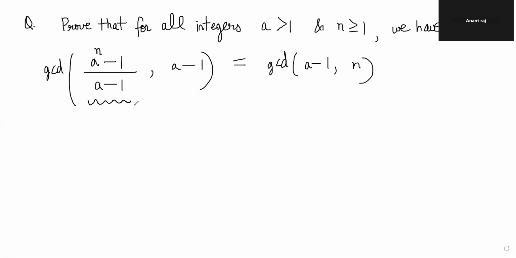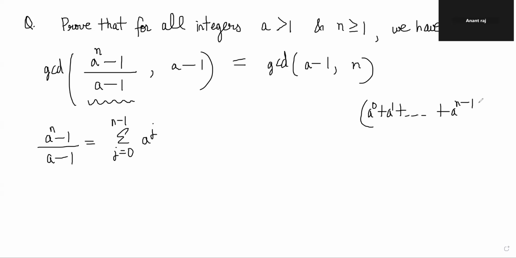Basically, this is something that we can factorize, right? You should know that this can be written as summation j goes from 0 to n minus 1 of a power j. That is the factorization. This is a power 0 plus a power 1 till a power n minus 1. If you multiply this with a minus 1, it will be equal to a power n minus 1. You can check it for any n. It is correct.